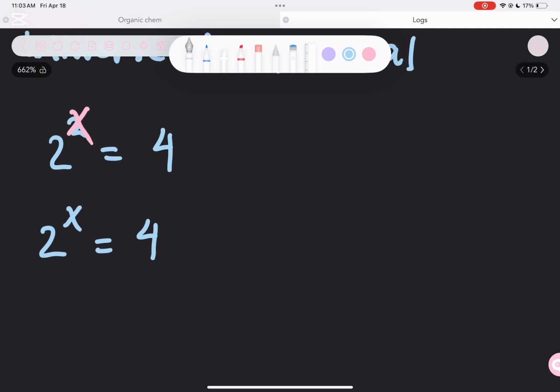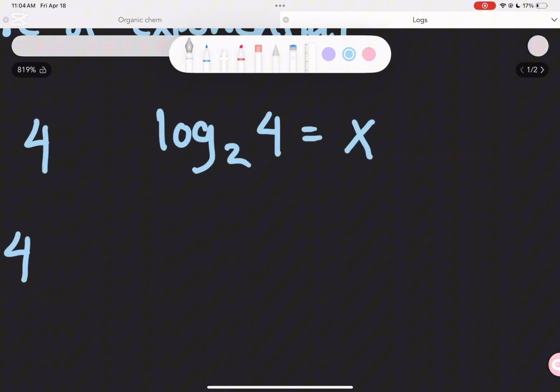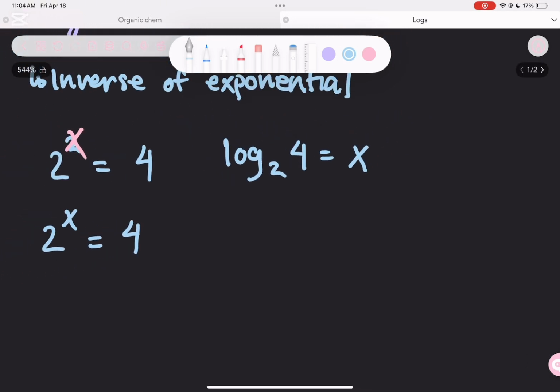To find out what this x is, you would write it like this. Log, and then the base becomes this number, so 2. And then equals, this would be put here, so that this is equal to x. And now you can put this in your calculator, and that's how you would find it out. I'm not going to do that because I don't want to. So that's essentially how it works.